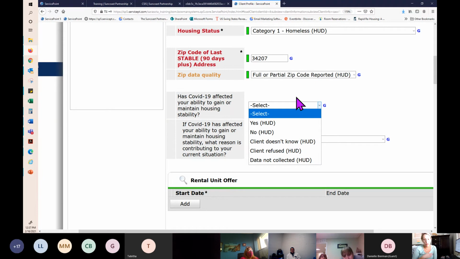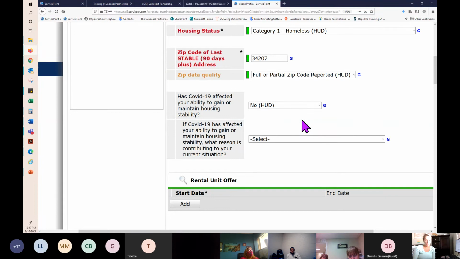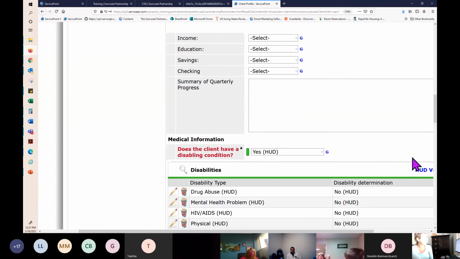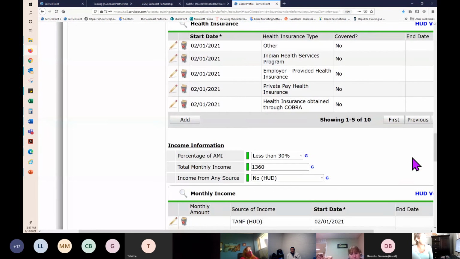In RCOC, we are asking COVID, and FL500, we are asking if COVID-19 has affected your ability to gain or maintain housing stability. This is something that we will be able to gauge how COVID-19 has affected clients that are in homeless prevention or rapid rehousing projects. So please, if this is on your assessment, ask and answer. We're going to go to our income portion.